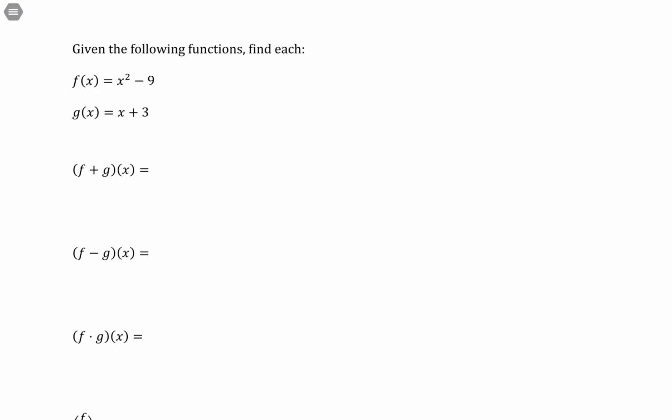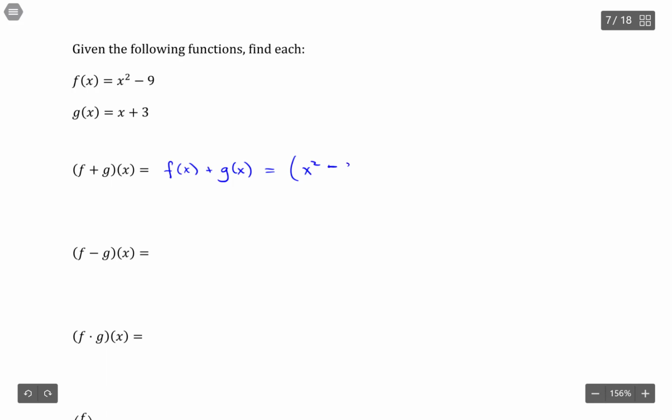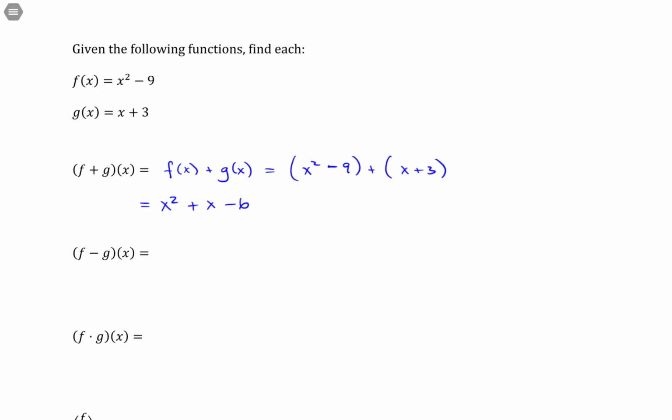So f plus g of x means to take the function f of x and add it to the function g of x. And it's just a notation that represents this. So f of x is the function x squared minus 9. g of x is the function x plus 3. So when we combine these, we look for any like terms. So the x squared doesn't have any. The x doesn't either. But negative 9 and 3 are like terms, and they will combine to negative 6.